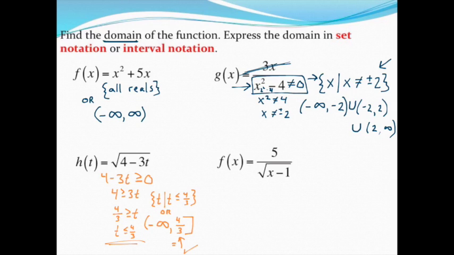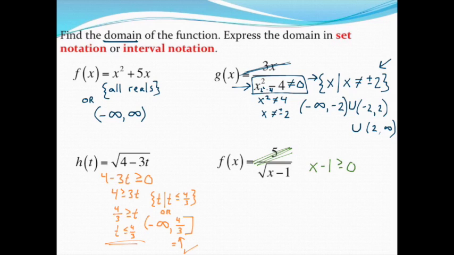Alright, and then we've got one last one I want to take a look at. This time we want to be very, very careful because there's a couple things going on. Firstly, I don't care about the numerator, remember, not for domain. So all I want to make sure, well, I'm dealing with a square root, so just like last time, my x minus 1, what's underneath the radical, has to be positive. It has to be greater than or equal to 0.